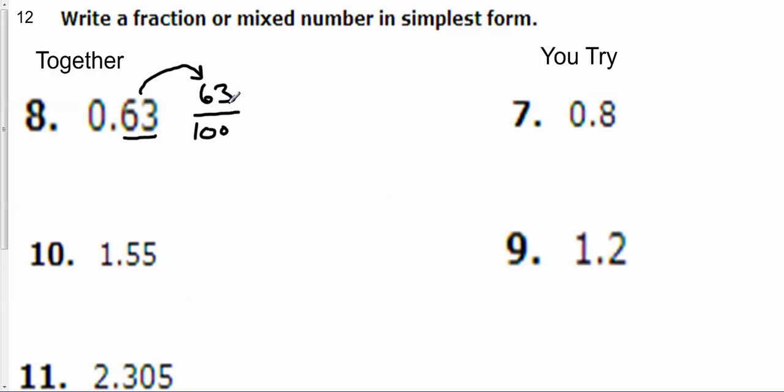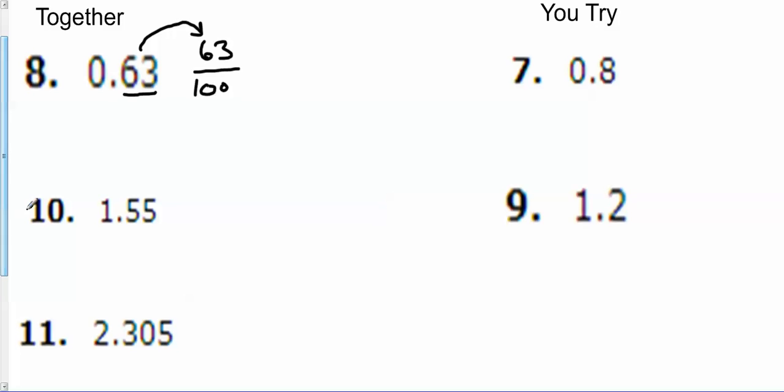Is this in simplest form? Yes, it is. Well, gosh, Mr. Scryer, how'd you get that so quickly? Well, my years of math experience tell me that it is. Because this is divisible by 3 and doesn't work. So it just doesn't work.